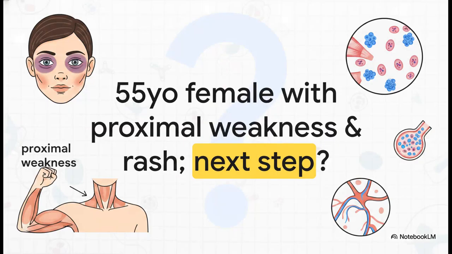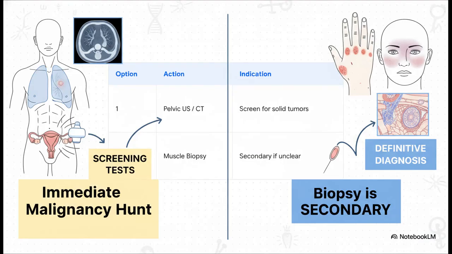Let's lock this in with a classic clinical vignette. Imagine a 55-year-old female presenting with proximal muscle weakness and a violaceous periorbital rash. The cutaneous presentation has already clinched the specific myopathy subtype. So, what is your absolute next best step in management? Do not fall for the muscle biopsy trap. Since that visual diagnosis is absolute, you have to prioritize an immediate malignancy hunt. You need to choose a pelvic or transvaginal ultrasound or a screening chest CT. A muscle biopsy is strictly secondary when the clinical picture of dermatomyositis is already staring you right in the face.